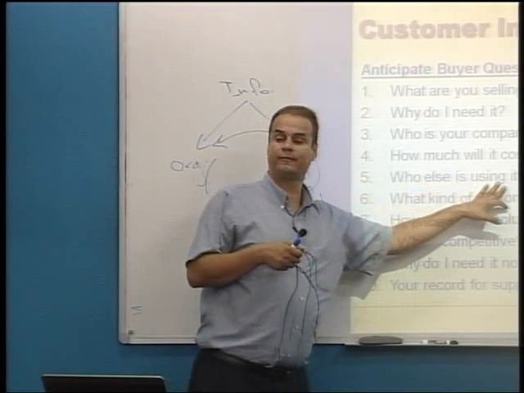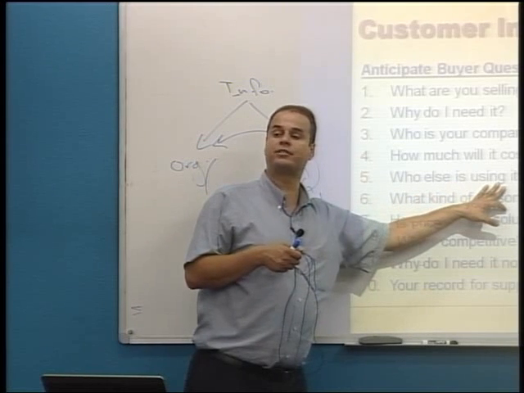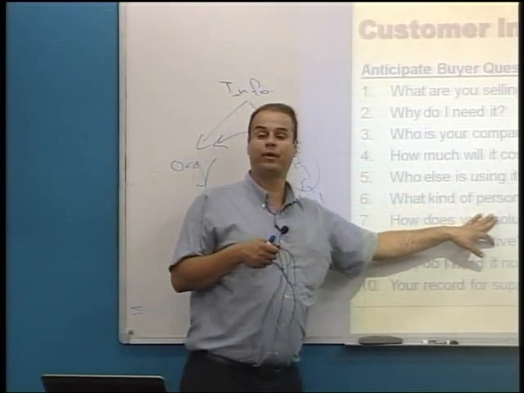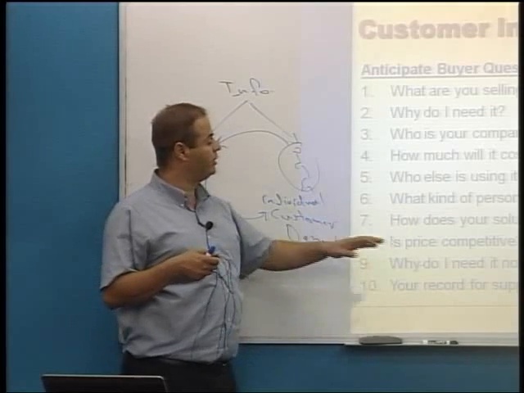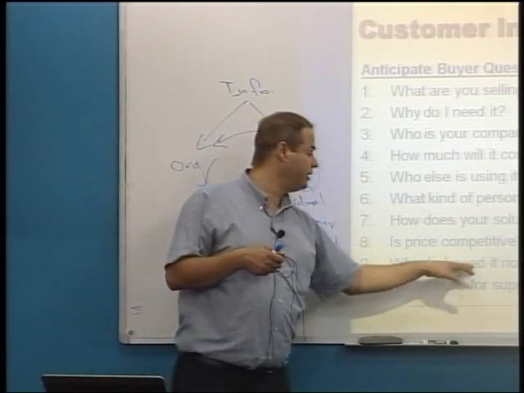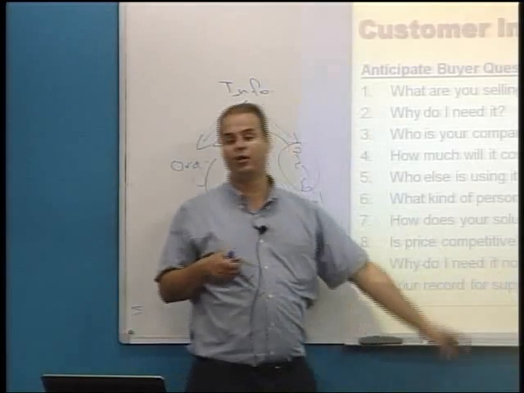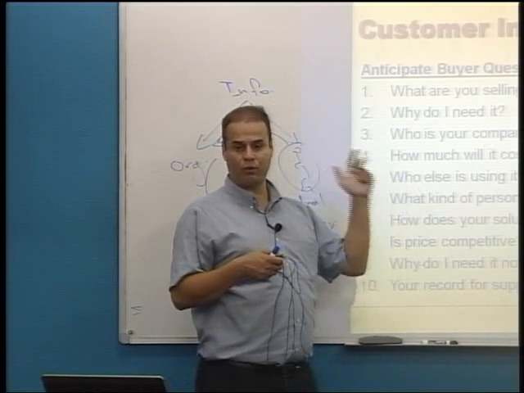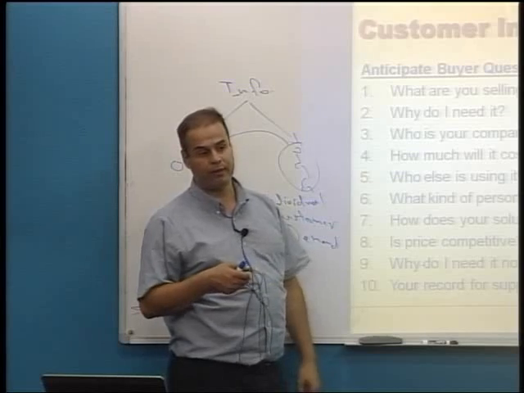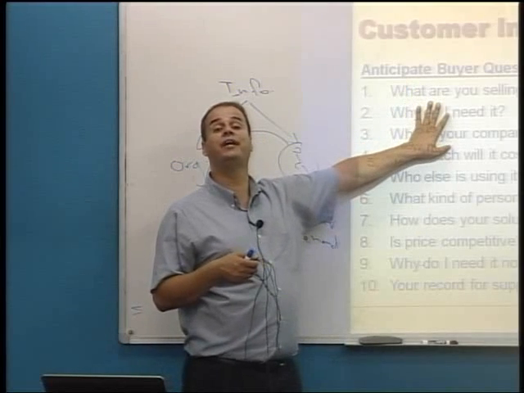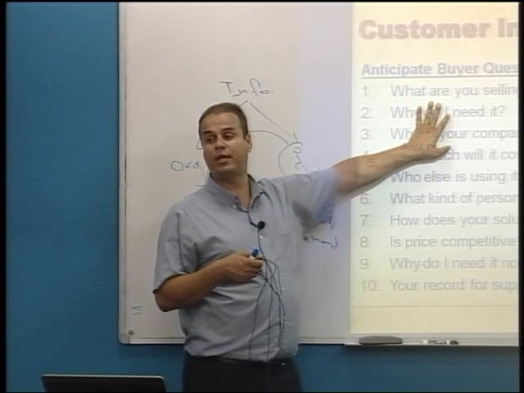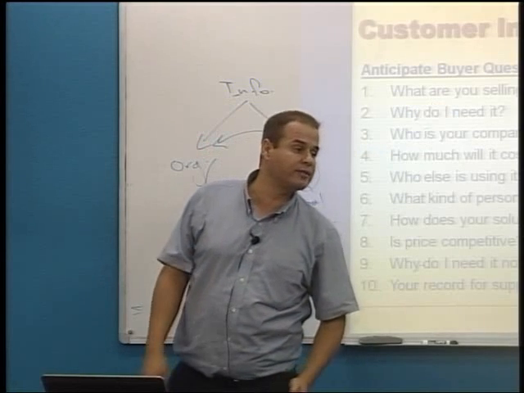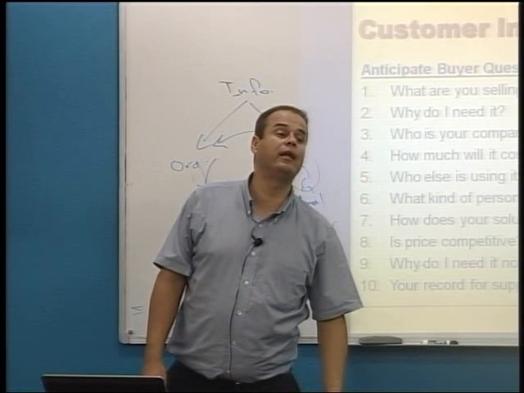Fifth, who else is using it? Who are the other prospects or customers who are dealing with you? And are they satisfied? What kind of person are you? Also, how does your solution compare to alternatives? Is the price competitive or not? Why do I need it now? Your record for support and service. Remember, the record for support and service includes insurance, installation, follow-up, customer service, and so on. So all these questions might be raised by a prospect or customer. You should plan for answering all of them in a confident way.